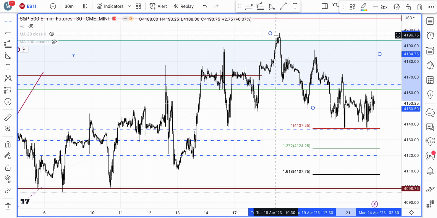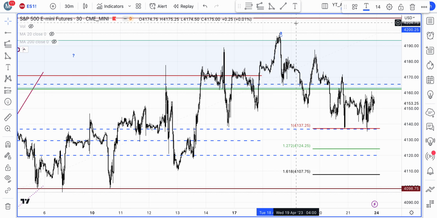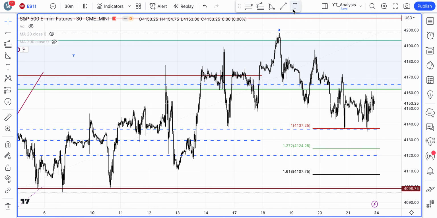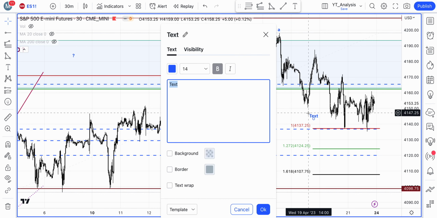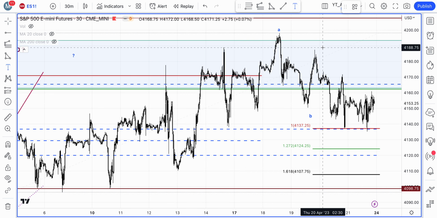So we have this one-to-one projection, which I'm going to call A, B, C, D. Let me actually write it here to make things a little bit clearer to see. A, B, and this is our point C.